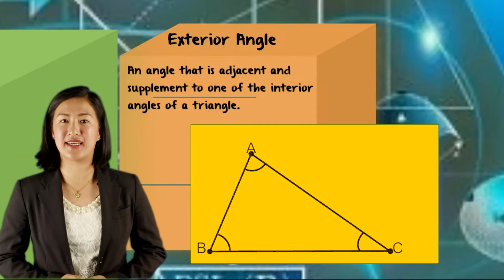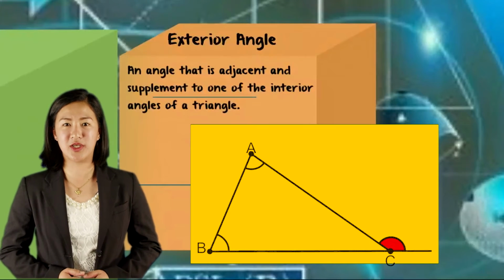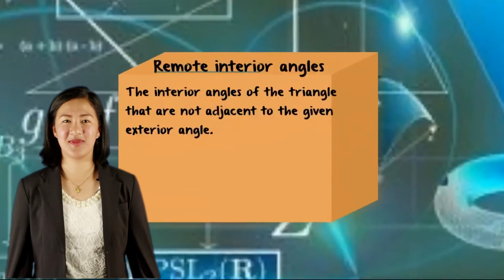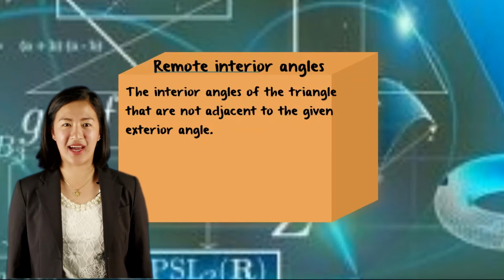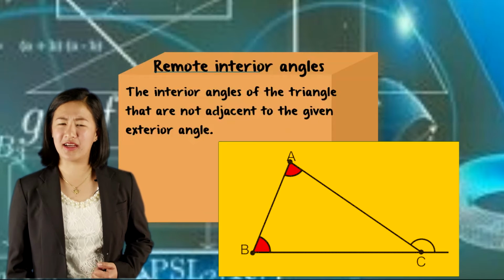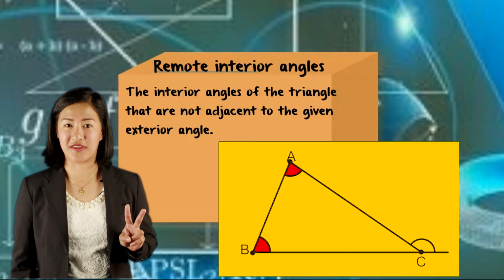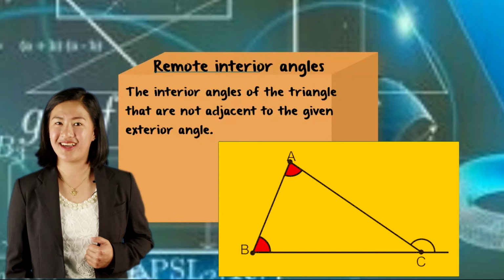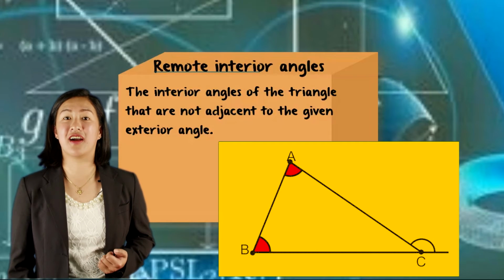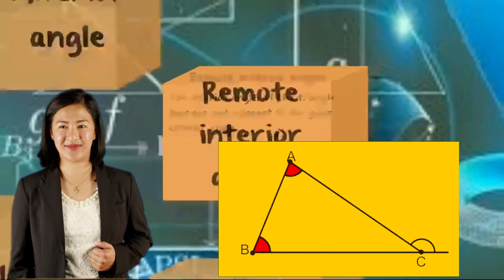Exterior angle is an angle that is adjacent and supplement to one of the interior angles of a triangle. Remote interior angles of an exterior angle. Given an exterior angle of a triangle, the 2 remote interior angles of this exterior angle are the interior angles of the triangle that are not adjacent to the given exterior angle.